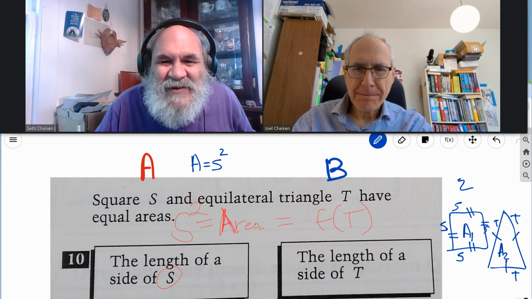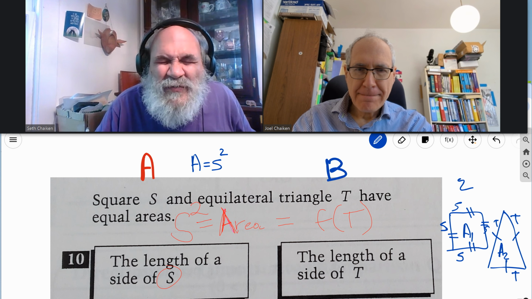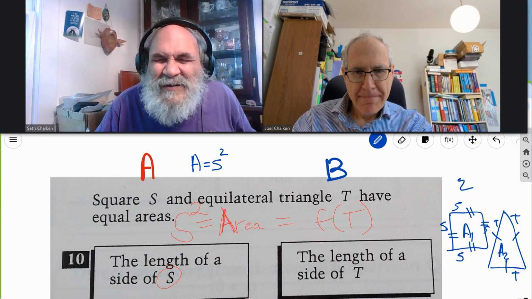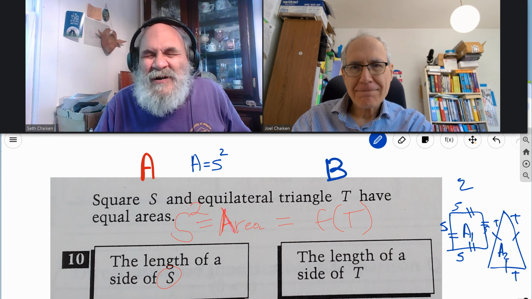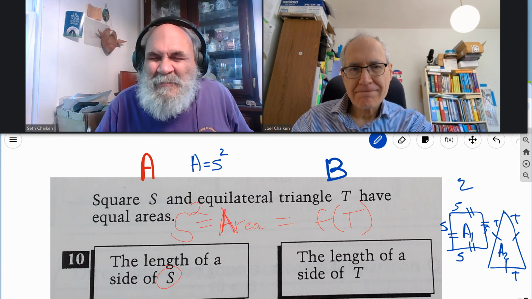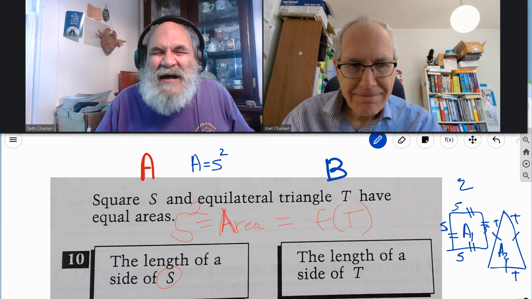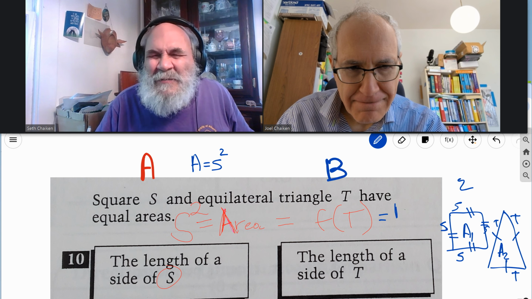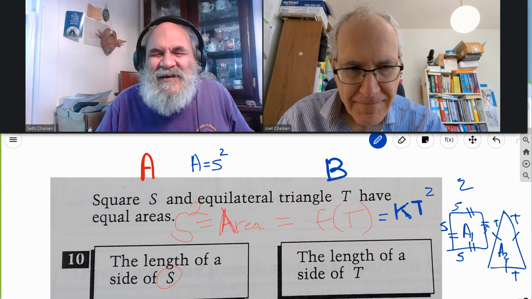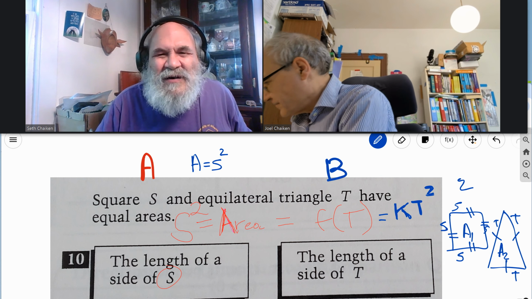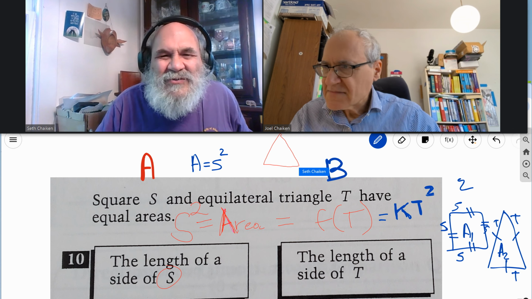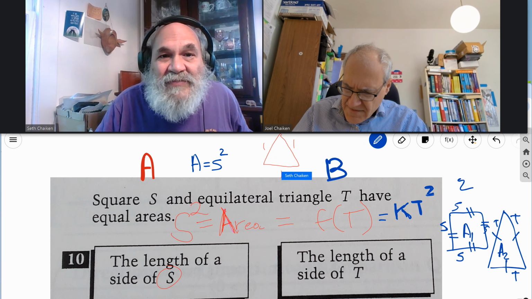Given the length of the side of an equilateral triangle, we need to know the formula for the area, which is a little complicated. It is, of course, of order T squared. So it's some constant times T squared, and there's a radical 3 involved. When T equals 1, you could figure out the constant. So you need to figure out the area of an equilateral triangle whose side is 1.